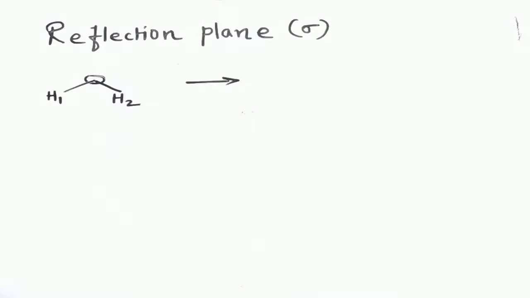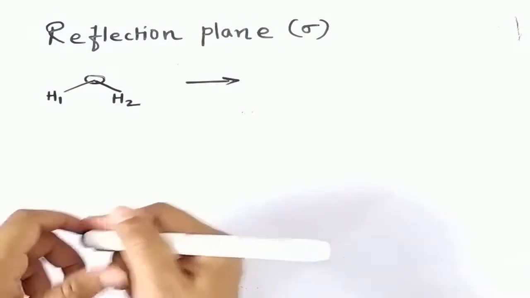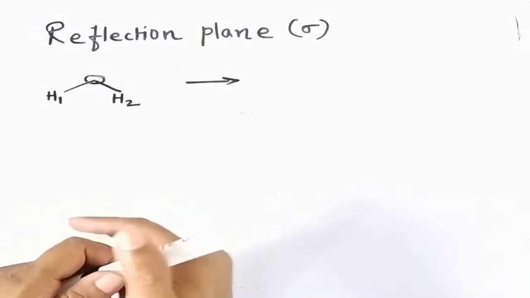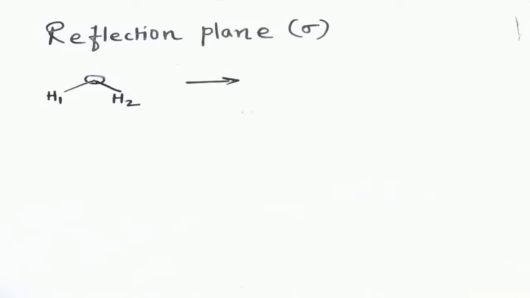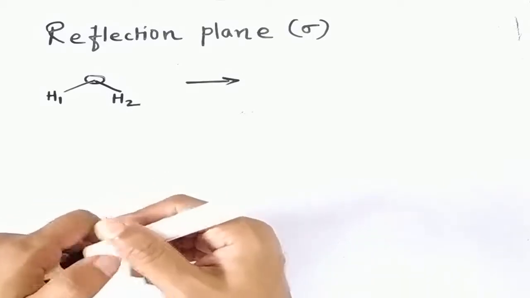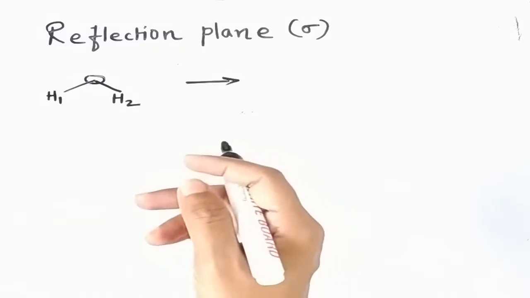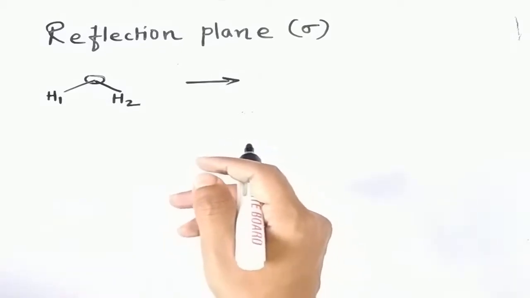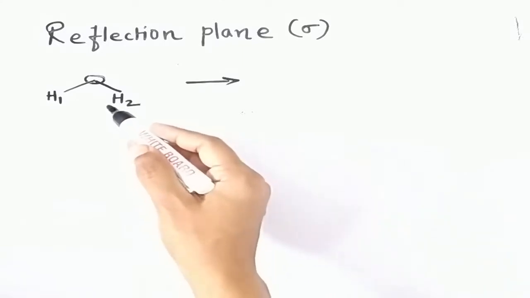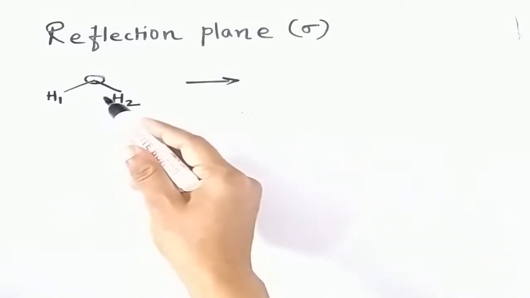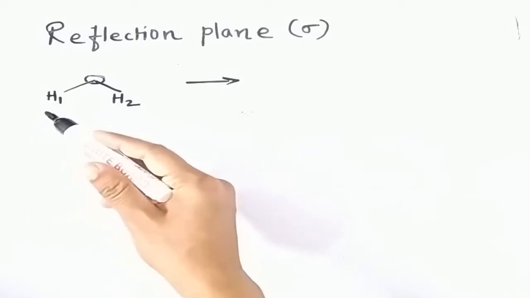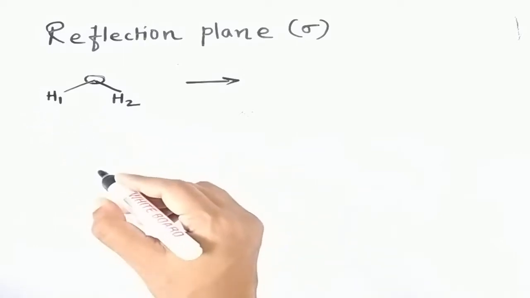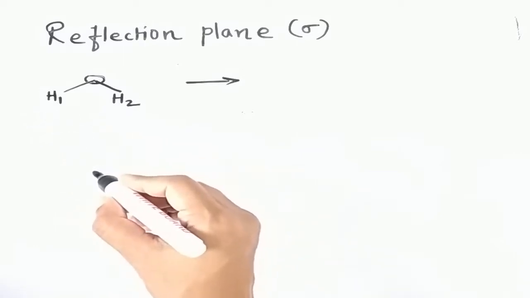Hello friends, we are going to study reflection planes present in a molecule. How many types of planes are present, how to operate them, what is a dihedral plane, that we are all going to study in this particular topic. Let's take an example of a simple molecule, a water molecule, which we have also taken as an example earlier during finding out of the elements.